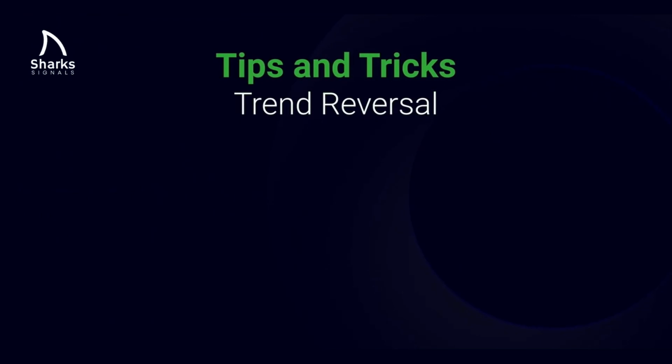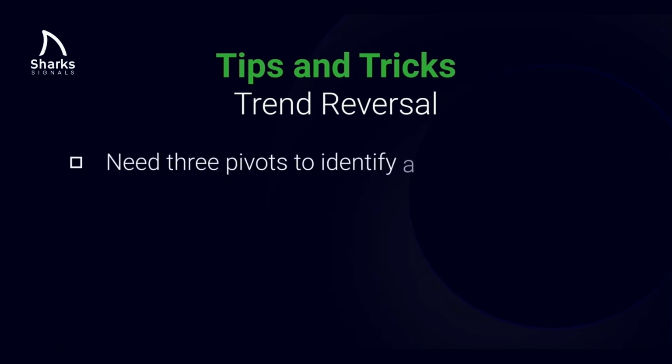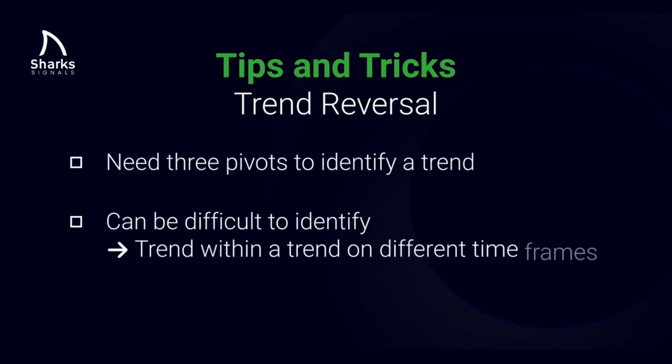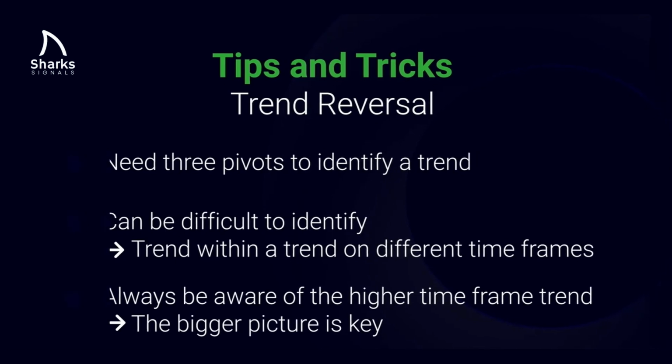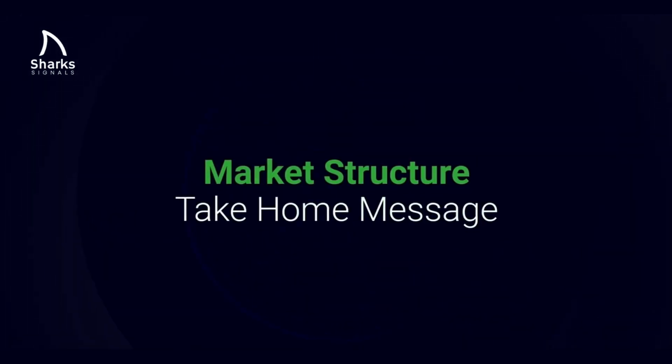When attempting to identify a trend reversal, keep in mind that you need 3 pivots to identify a trend. It can be difficult to identify a trend, as there can be a trend within a trend on different timeframes. This is why it is important to always be aware of the higher timeframe trend, as the bigger picture is key. Here is the take-home message for this module.